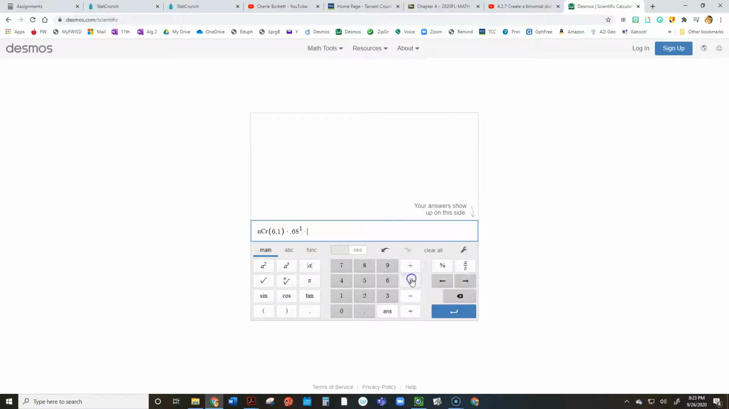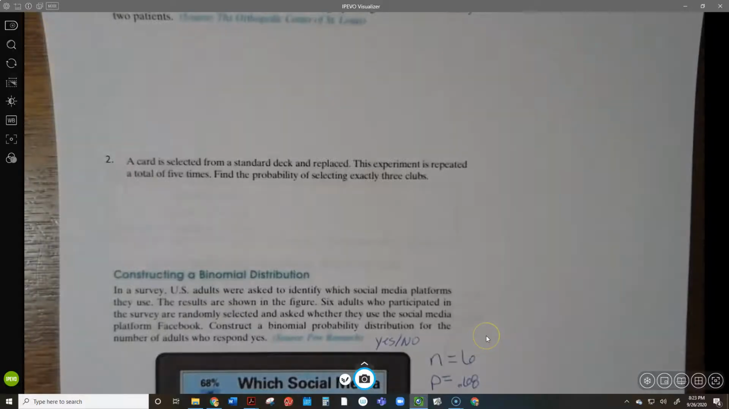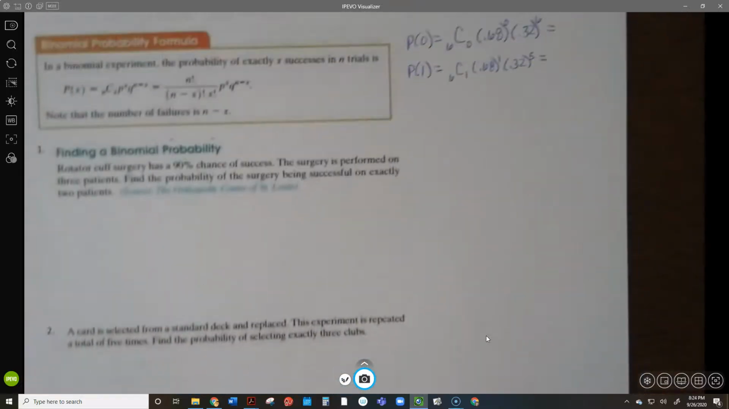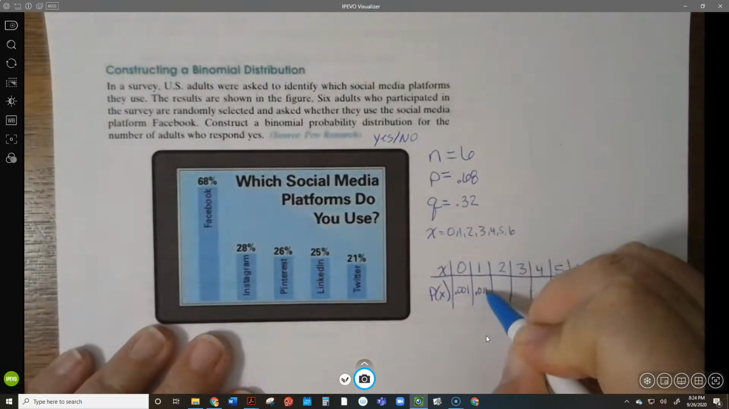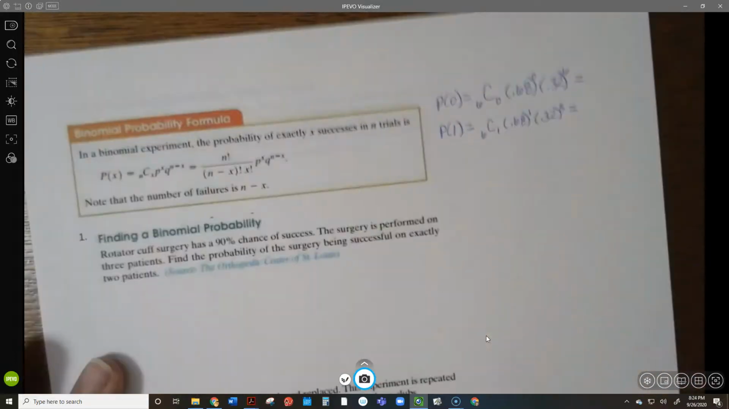and then arrow over, times 0.32 raised to the 5th power. And then that answer is 0.01369. So I did 3 decimal places a while ago. So 1, 2, 3. So I'm going to write down 0.014. So as I run over here, I'm going to write down right up here 0.014.